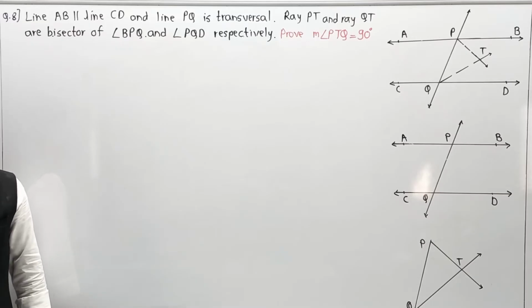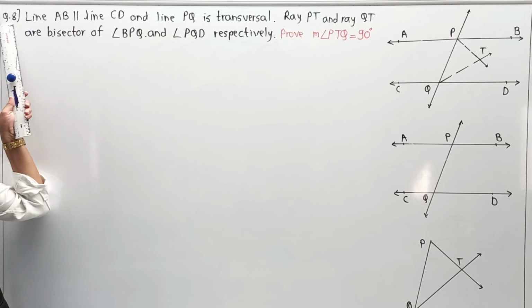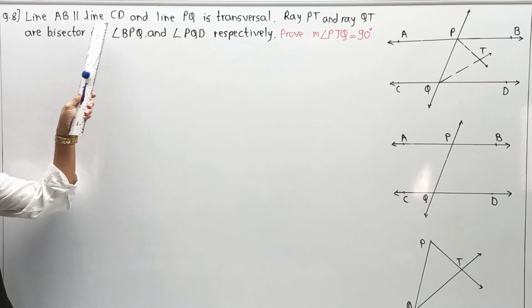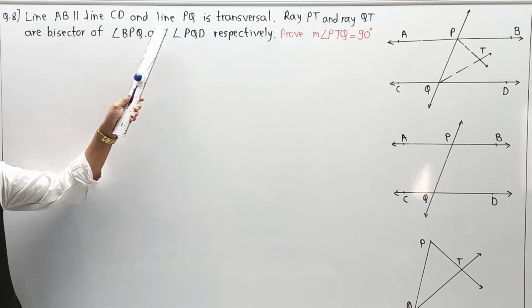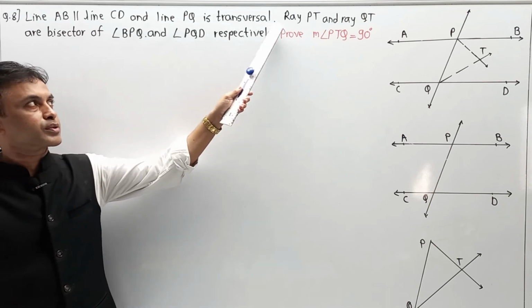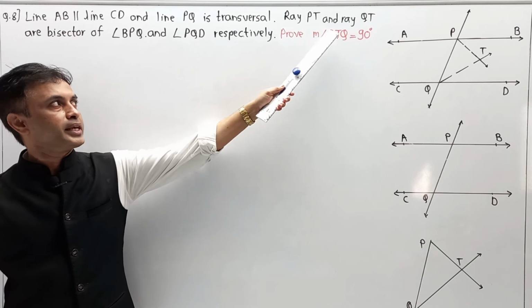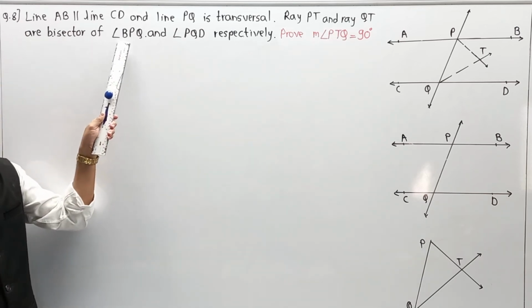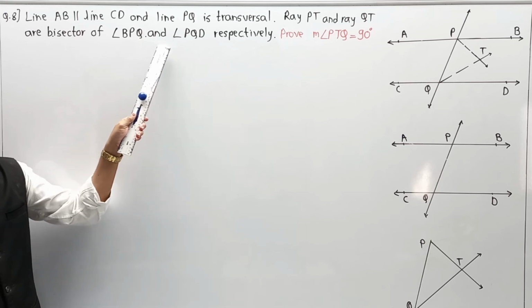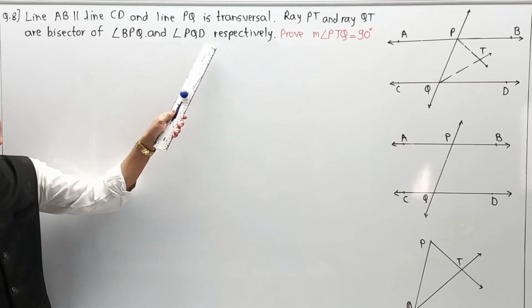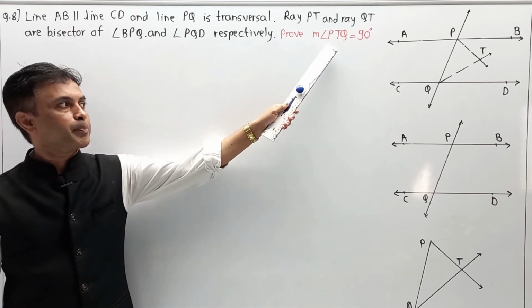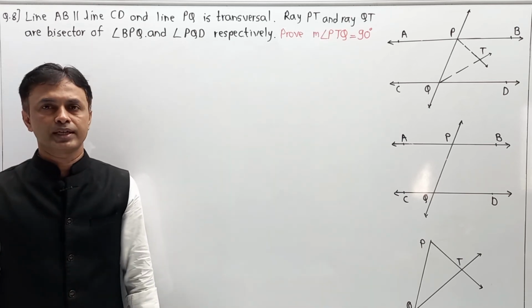Hello friends. Continuation with the last part, moving to question number 8: line AB is parallel to line CD and line PQ is transversal. Ray PT and ray QT are bisectors of angle BPQ and angle PQD respectively. Prove that major angle PTQ is equal to 90 degree.